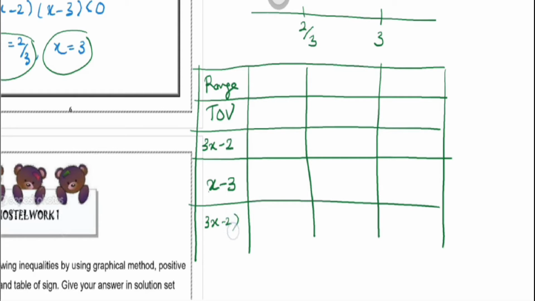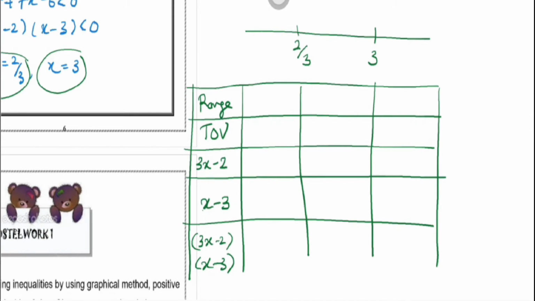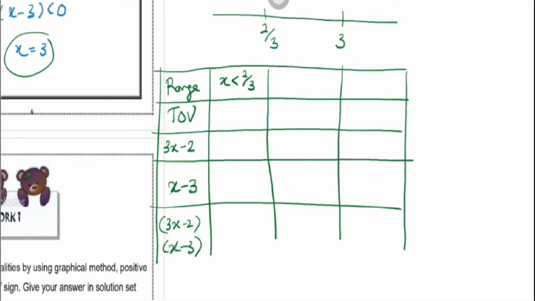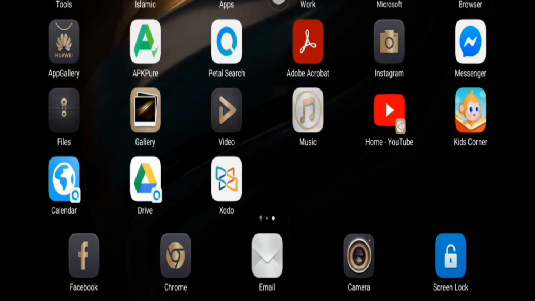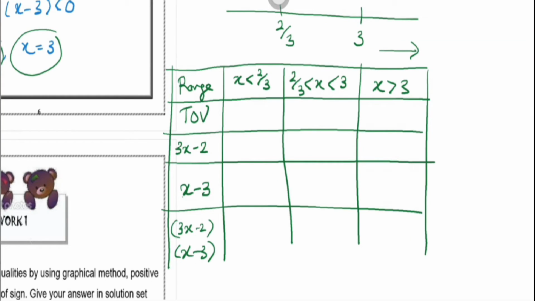Yeah, we're gonna multiply these two. Okay, now for the first column, we have x is less than 2 over 3, the first region. Second region is in between 2 over 3 and 3. And then the last one is greater than 3, sebab dia ke kanan 3. Okay, any number that is less than 2 over 3, maybe we can put 0 here.